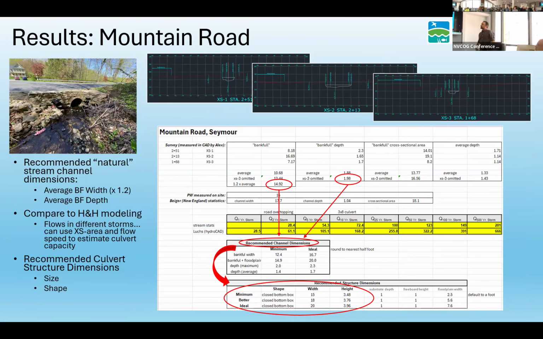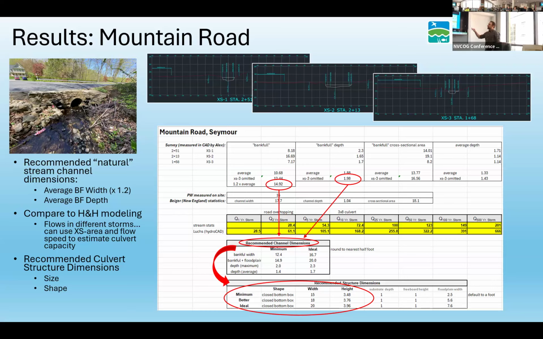So we're going to talk about Mountain Road first, and the way our results came into design recommendations for Luke's to carry forward. What we're trying to do basically is to recreate the natural or existing stream channel in the culvert. So what we first want to do is describe and quantify that natural stream channel. We take the average bankful width, the average bankful depth, and make a model channel. That's our recommended channel dimensions.